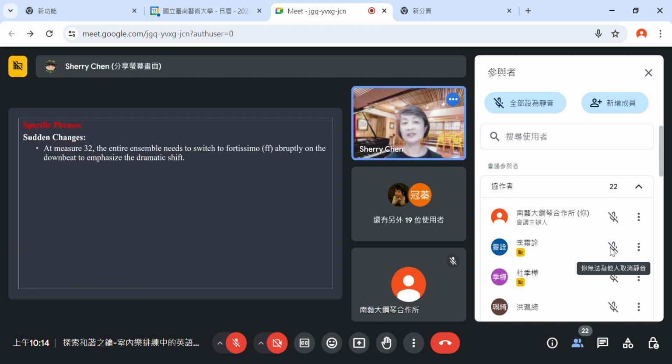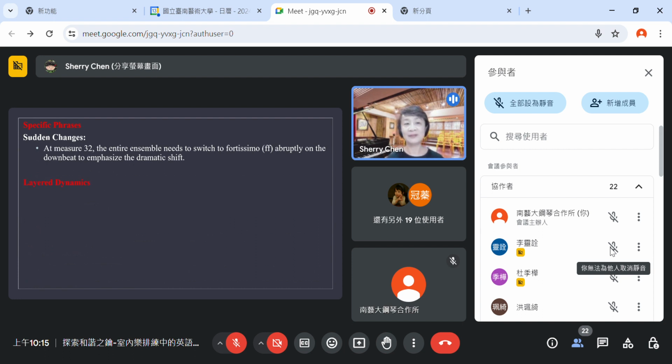Specific phrases, sudden changes. At measure 32, the entire ensemble needs to switch to fortissimo abruptly, 突然间到 fortissimo on the downbeat to emphasize the dramatic shift. Okay, 所以它 abruptly 就是突然间的意思，所以我需要一个突然间的 fortissimo.